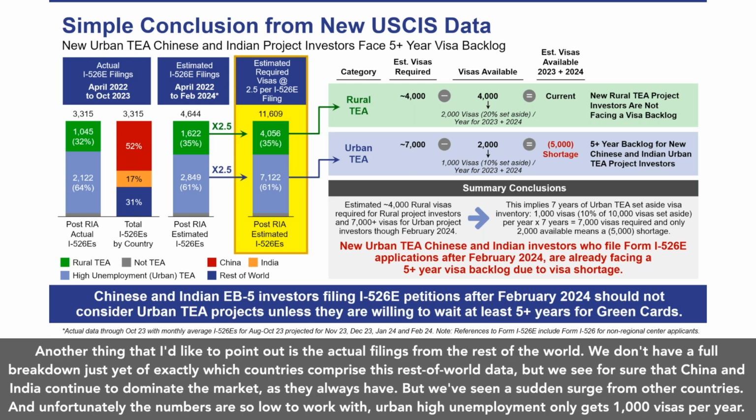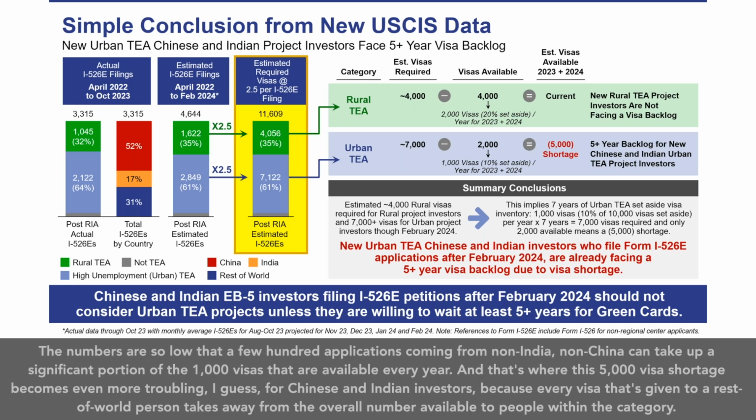Another thing that I'd like to point out is the actual filings from the rest of the world, right? We don't have a full breakdown just yet of exactly which countries comprise this rest of world data, but we see for sure that China and India continue to dominate the market, as they always have, but we've seen a sudden surge from other countries. And unfortunately, the numbers are so low to work with, right? Urban high unemployment only gets 1,000 visas per year. The numbers are so low that a few hundred applications coming from non-India, non-China can take up a significant portion of the 1,000 visas that are available every year.